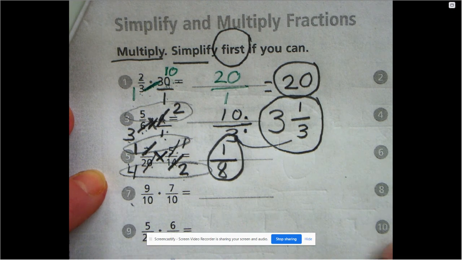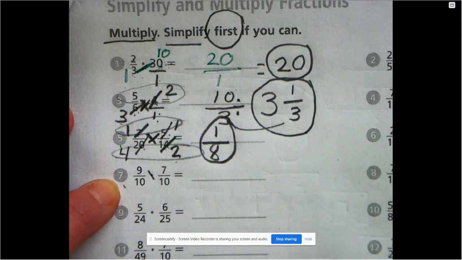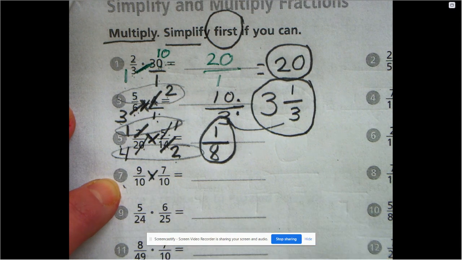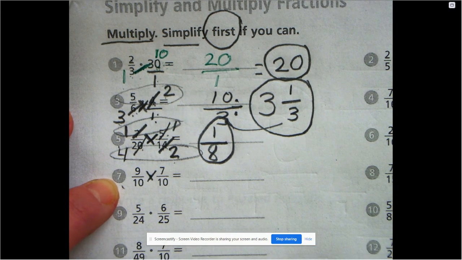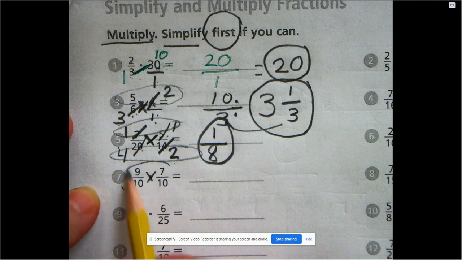Looking at number 7, is there any connections between 9 and 10? No, I'm not seeing any. Is there any factors that 7 and 10 share? Doing some thinking in my head here. I don't see any. So this one doesn't have any.